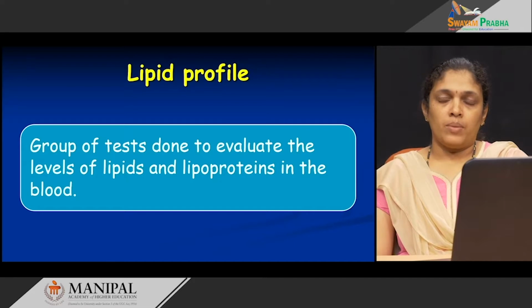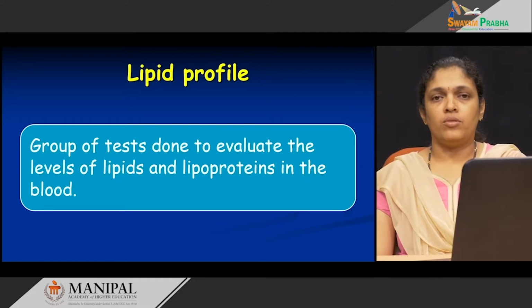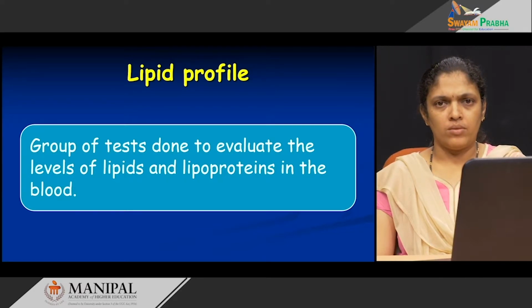Now, moving on to what is called a lipid profile. Before we see what an extended lipid profile is, we need to know what a normal lipid profile is. Lipid profile is a group of tests that are done to evaluate the levels of lipids and lipoproteins in the blood. So, you need to have a panel of tests which will tell us the level of lipid and the level of lipoprotein in an individual's blood. This group of tests is what is called a lipid profile.